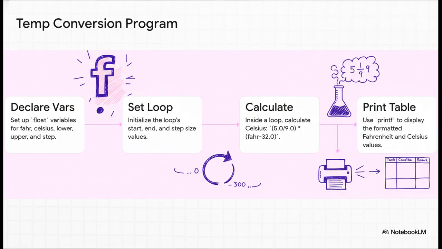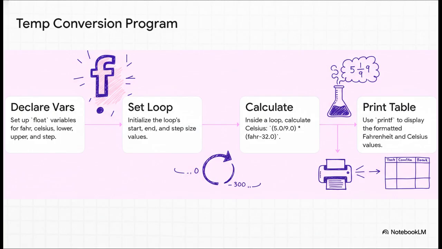Let's break it down. First, we declare our variables. We use float this time because temperatures can have decimal points. Second, we set up our boundaries. We'll go from 0 to 300 degrees in steps of 20. Third, inside a loop, we apply the conversion formula. And here's a key detail.